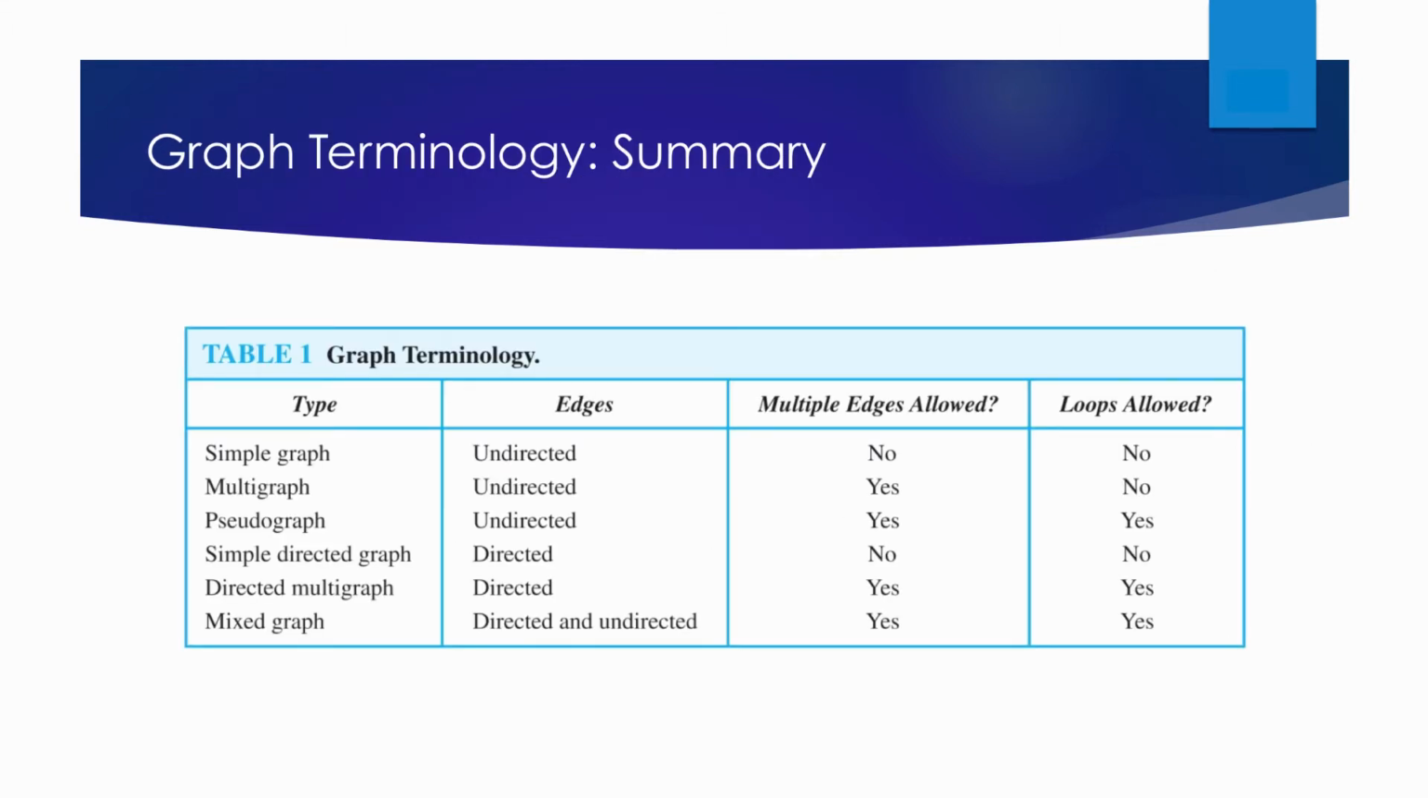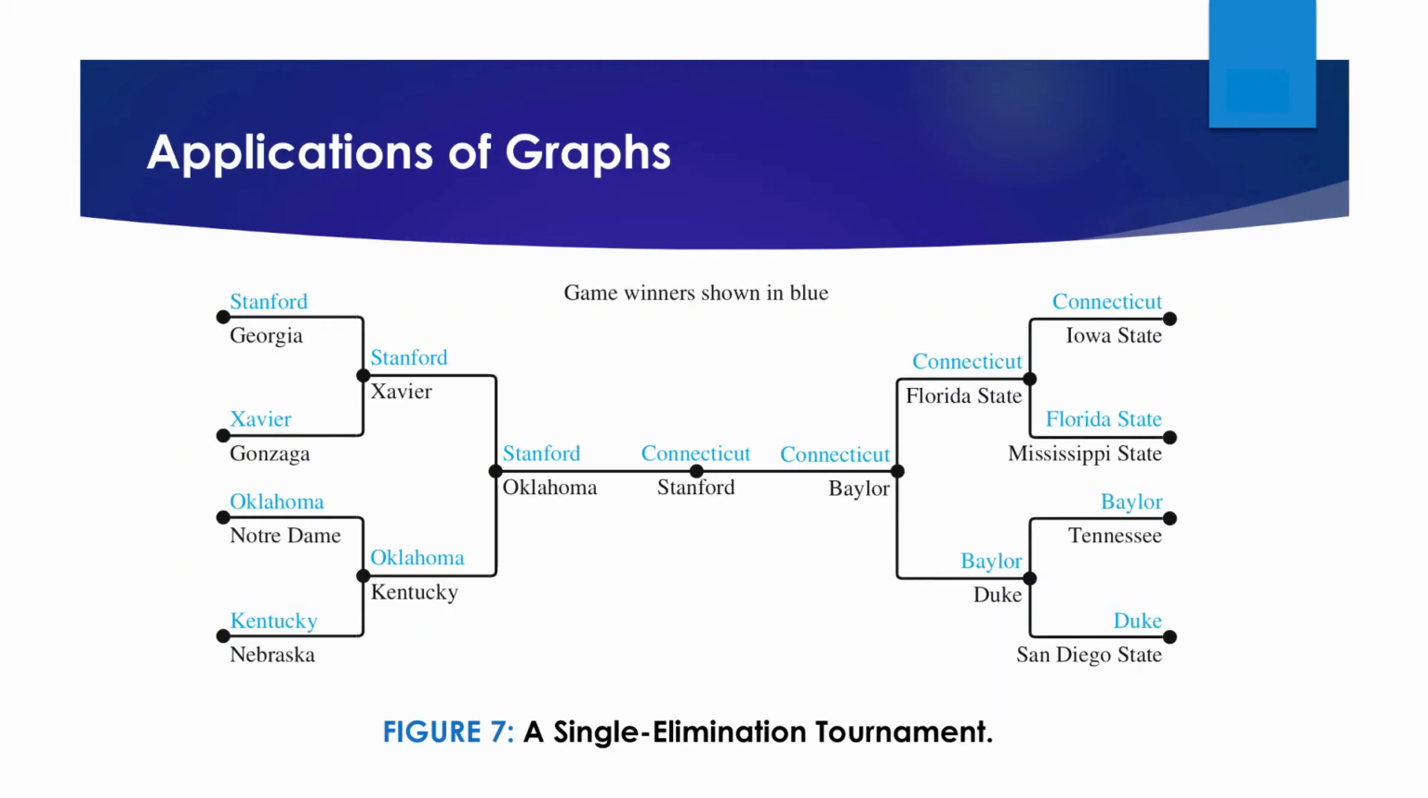To understand the structure of a graph and build a graph model, we ask these questions. Are the edges of the graph undirected or directed? If the edges are undirected, are multiple edges present that connect the same pair of vertices? If the edges are directed, are multiple directed edges present? Are there loops present in the graph? The table shown in the slides gives you a summary of this graph terminology.